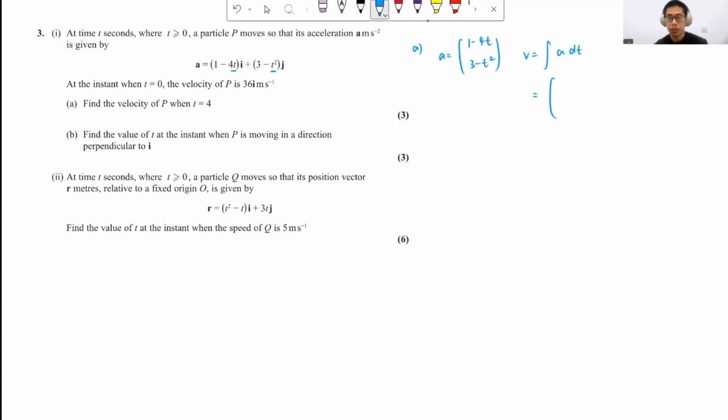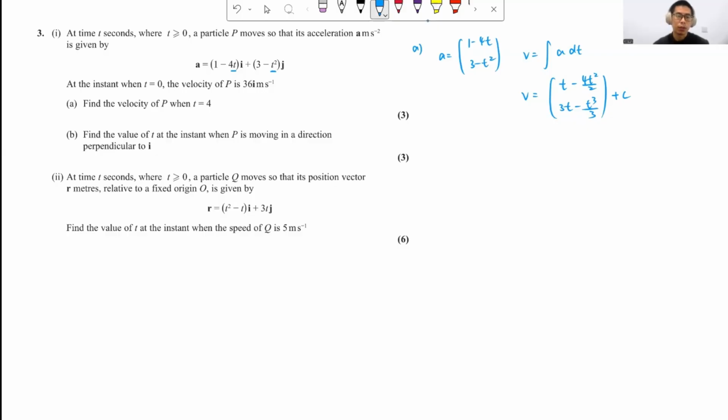So for the i component, 1 will integrate to t, and then minus 4t will be minus 4t² over 2, plus 1 to the power divided by the power. And then 3t minus t³ over 3. And then don't forget, you need to put plus c here. Again, c will also be two-dimensional, so that would be i and j components for c.